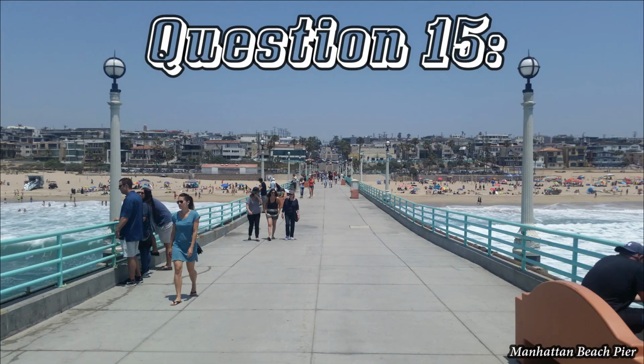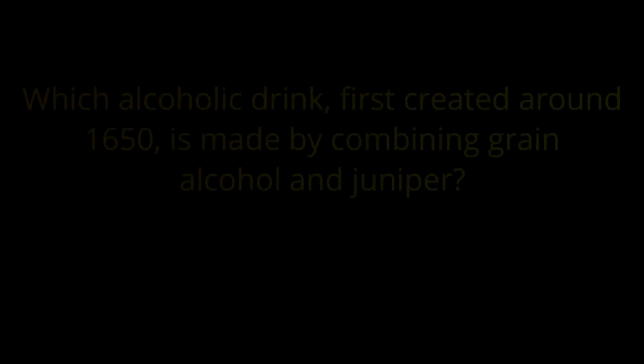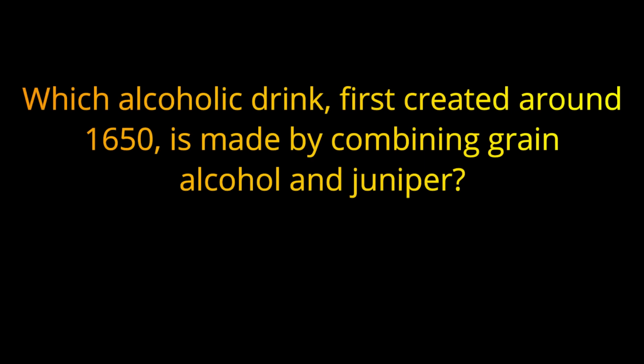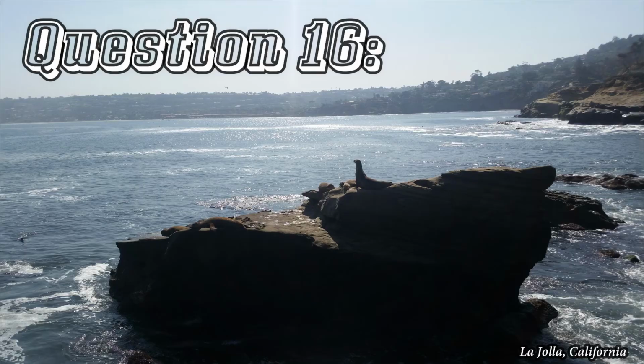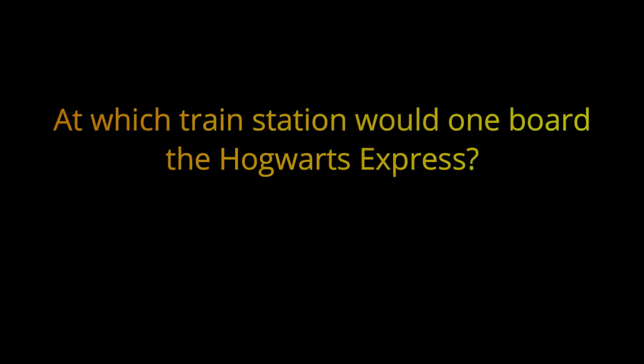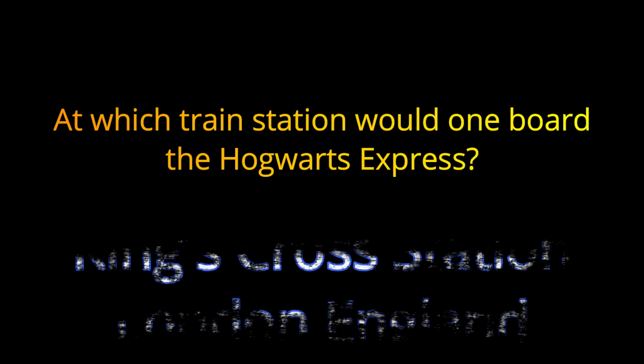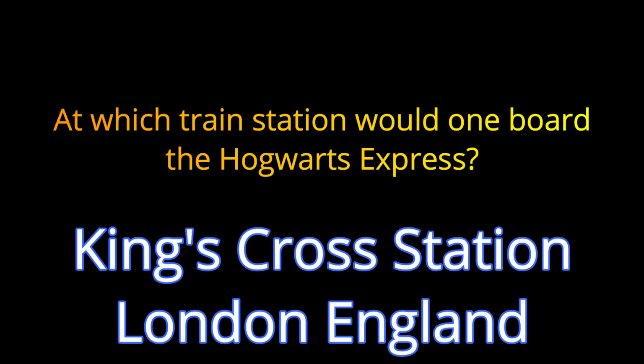Question 15. Which alcoholic drink, first created around 1650, is made by combining grain alcohol and juniper? The answer is gin. Question 16. At which train station would one board the Hogwarts Express? The answer is King's Cross Station in London, England.